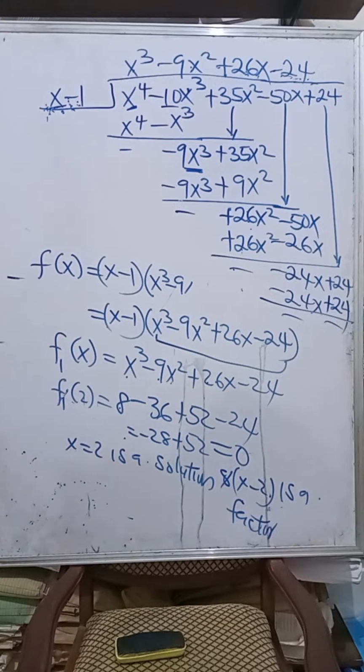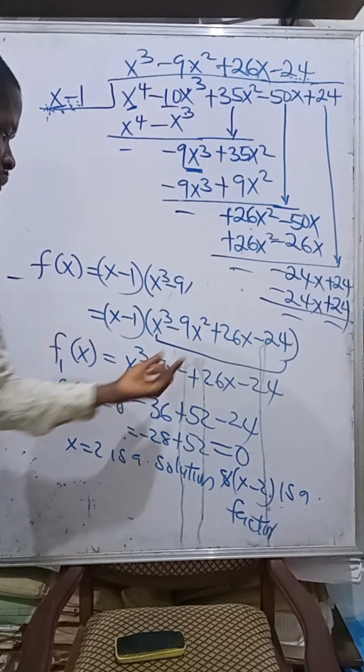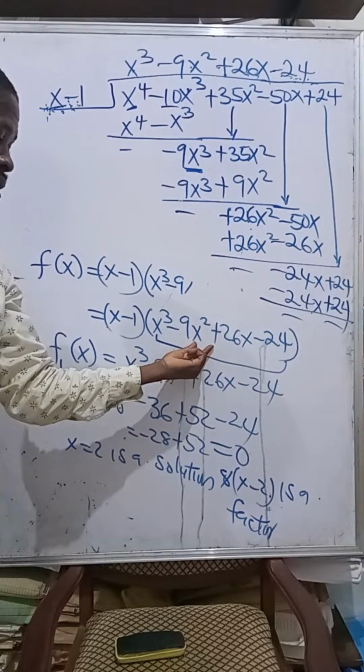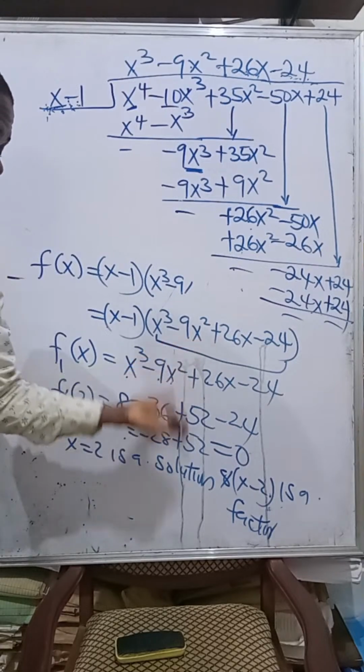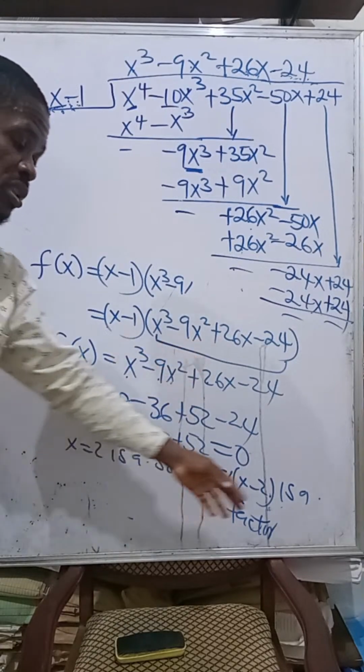So we're going to again do the long division for this one, for the x cubed. Do the long division with x minus 2.